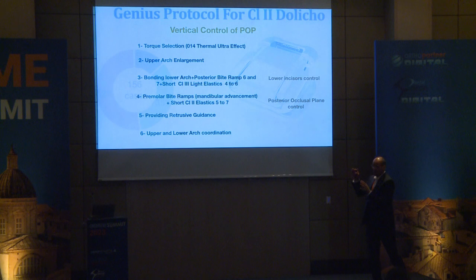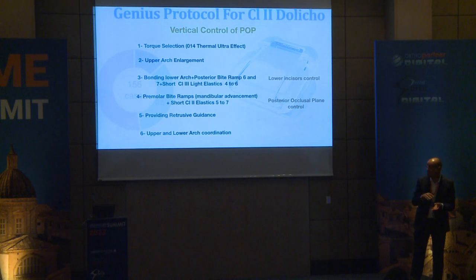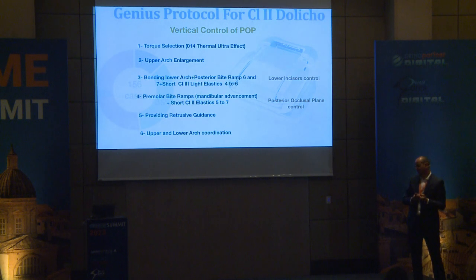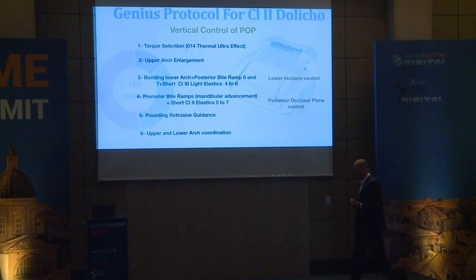So what is the protocol now for a dolichofacial patient, a hyperdivergent patient? First, the torque selection. If you are working with a PSL Genius system, when we use an 014 thermal ultra, we have to anticipate the leveling effect of the wire. So we have to select the torque first of all. Second thing, upper arch enlargement, in order to unlock the mandible, letting the wire work for a long period of time. Then we begin by controlling the lower incisor axis.